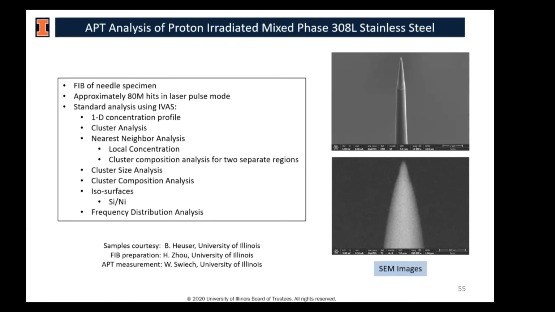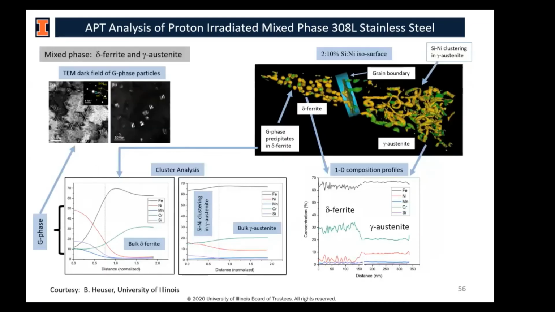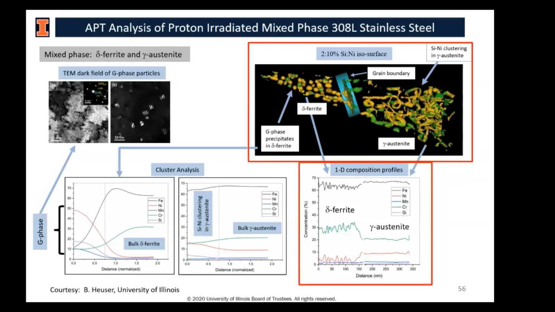The MRL atom probe was used to study precipitation and clustering of nickel, silicon, and other elements found in the 308L. The upper right panel shows an iso-concentration plot which highlights precipitates in the sample. There is also a grain boundary at the middle between the delta ferrite and the gamma austenite grains. 1D composition profiles show a difference in average composition in the 2 phases.